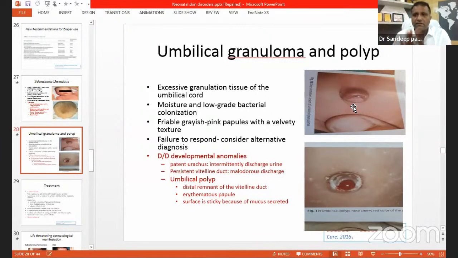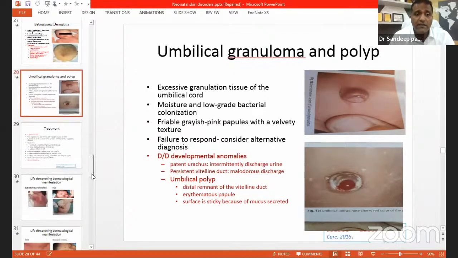Chemical cauterization is done with NaCl, that is simple common salt, and if it is not responding, then you can consider treating with a pediatric surgeon with electrical cautery. And umbilical polyp needs altogether different treatment. You have to evaluate whether any other vitelline duct abnormalities are there and then treat that.